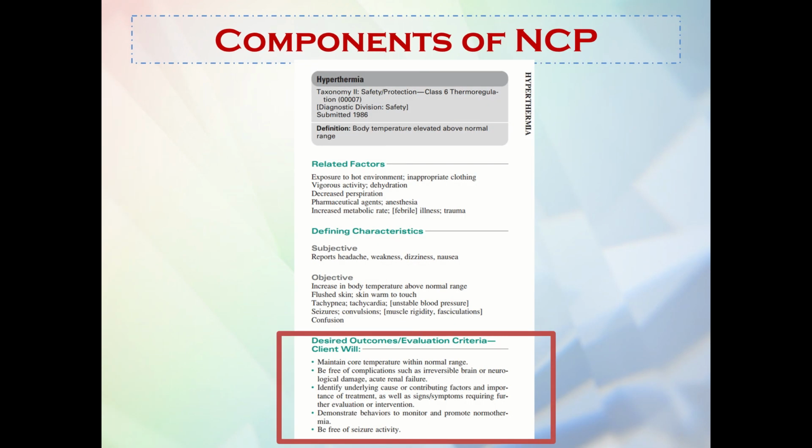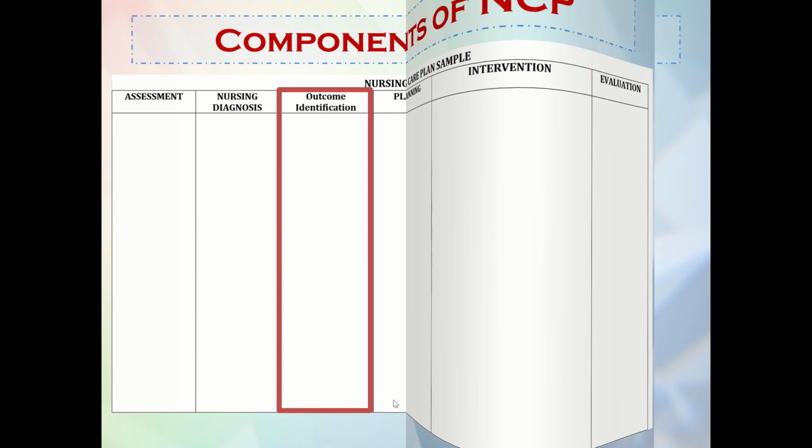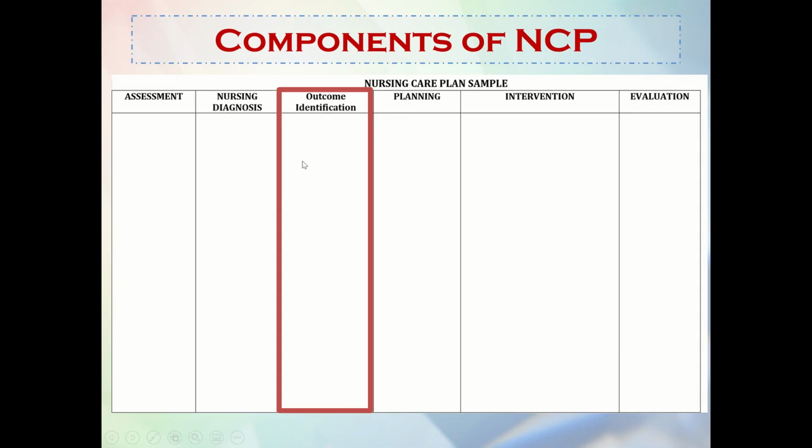So, titingin lang tayo sa ating NCP or NANDA pala. We're just going to look at our NANDA and meron tayong makikitang desired outcomes or evaluation criteria. So, pipili ka lang doon kung ano yung gusto mong maging outcome sa pasyente mo. Okay, so pili ka lang dyan and then you place that dito sa iyong outcome identification. So, kung meron kayong outcome identification in your format, dapat bagay ito with your planning.